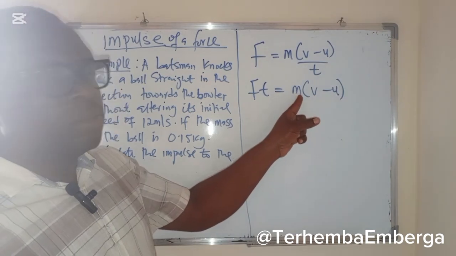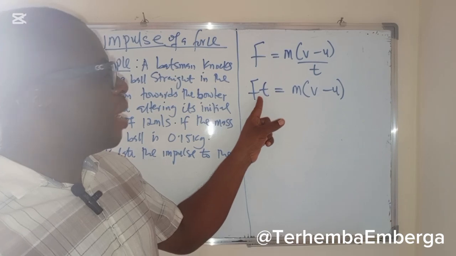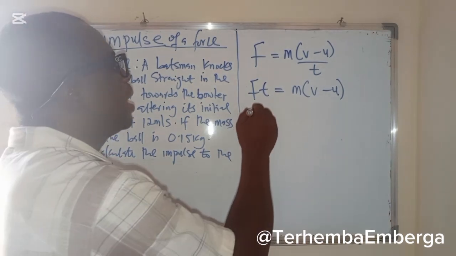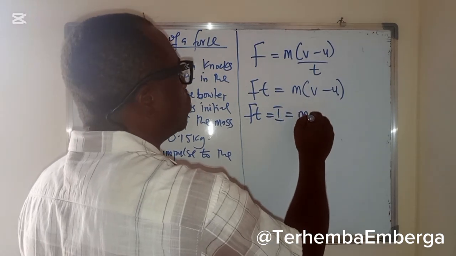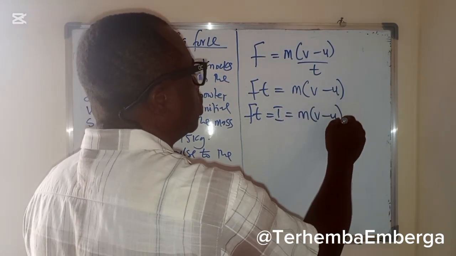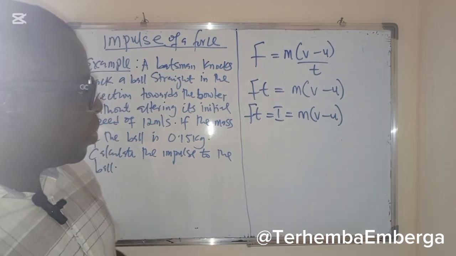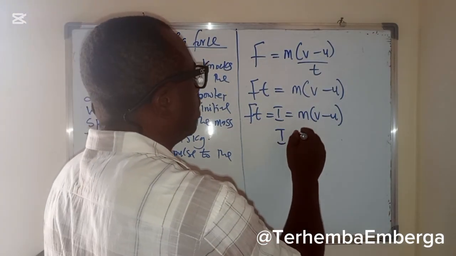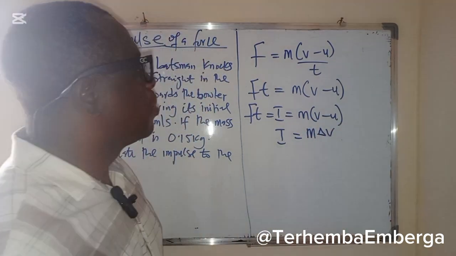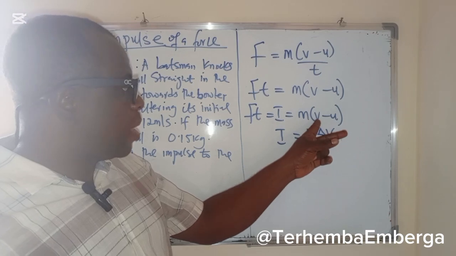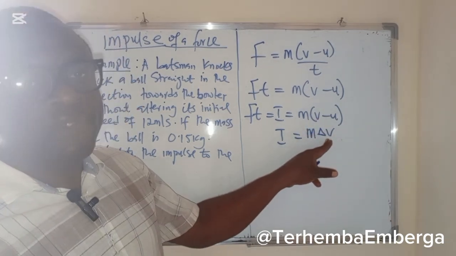This is the change in momentum, and this is the quantity called impulse. So we can say that Ft is equal to I, which is equal to the change in momentum, which we can write as I is equal to m times change in v. The difference between the final velocity and the initial velocity is what we call the change in velocity.